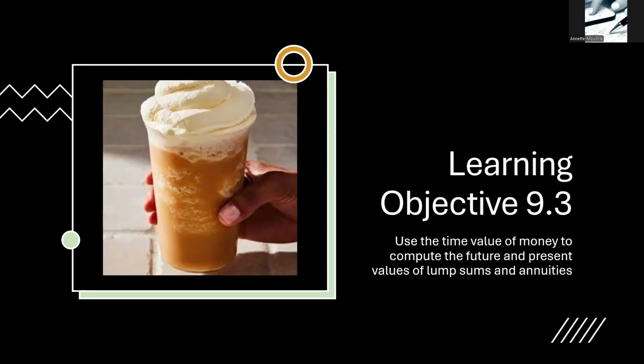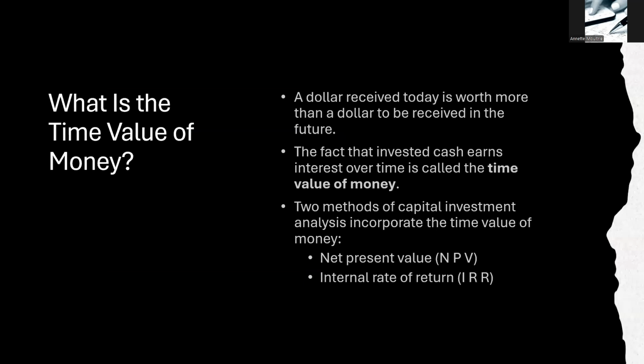We're beginning this series on Learning Objective 3, use the time value of money to compute the future and present values of lump sums and annuities. $1 received today is worth more than $1 to be received in the future because you can invest today's dollar and earn additional income so you'll have more cash next year. The fact that invested cash earns income over time is called the time value of money.